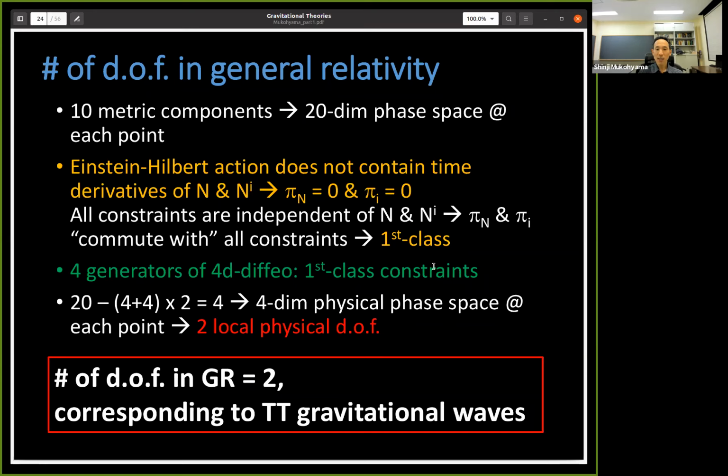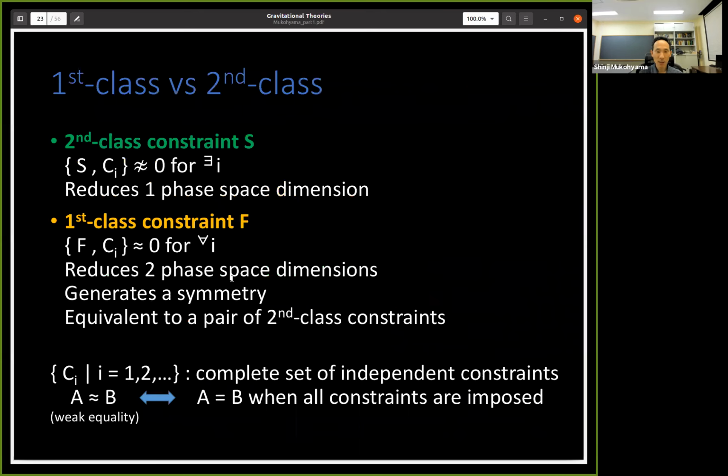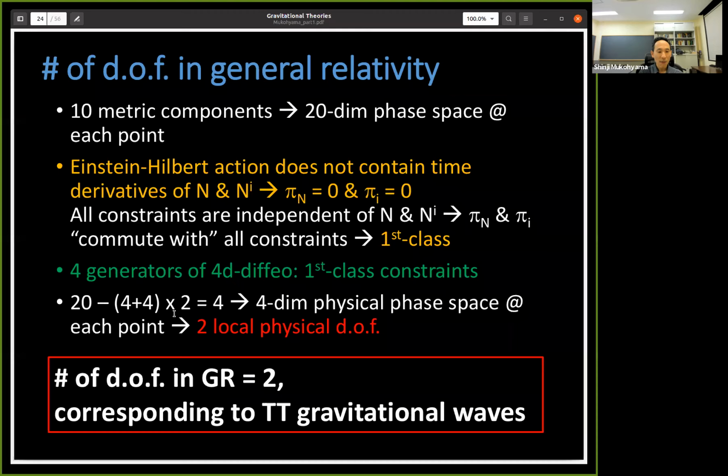We started with a 20-dimensional phase space, because we have 10 metric components. With a 20-dimensional phase space and 4 plus 4 first-class constraints at each point, each of them reduces 2 phase space dimensions. So if we reduce by (4 plus 4) times 2, we end up with a 4-dimensional physical phase space.